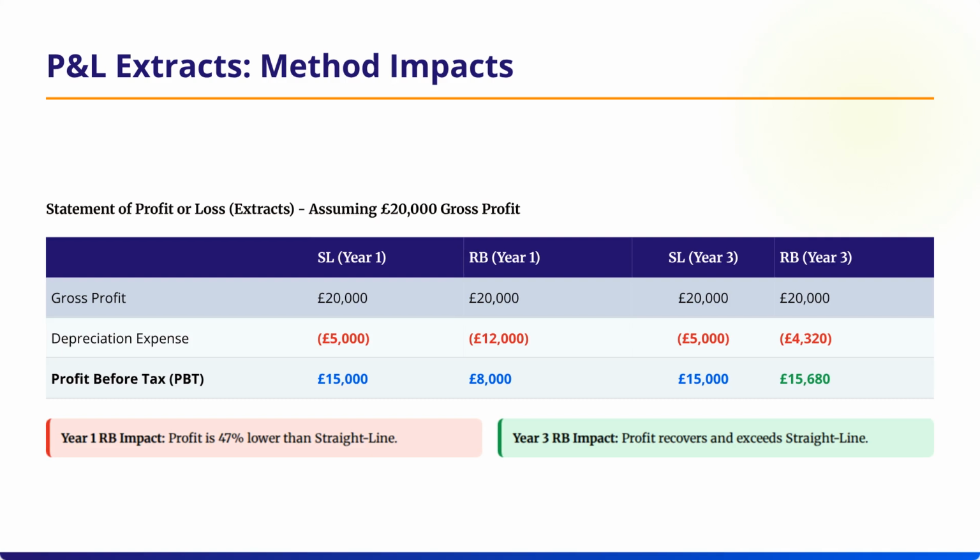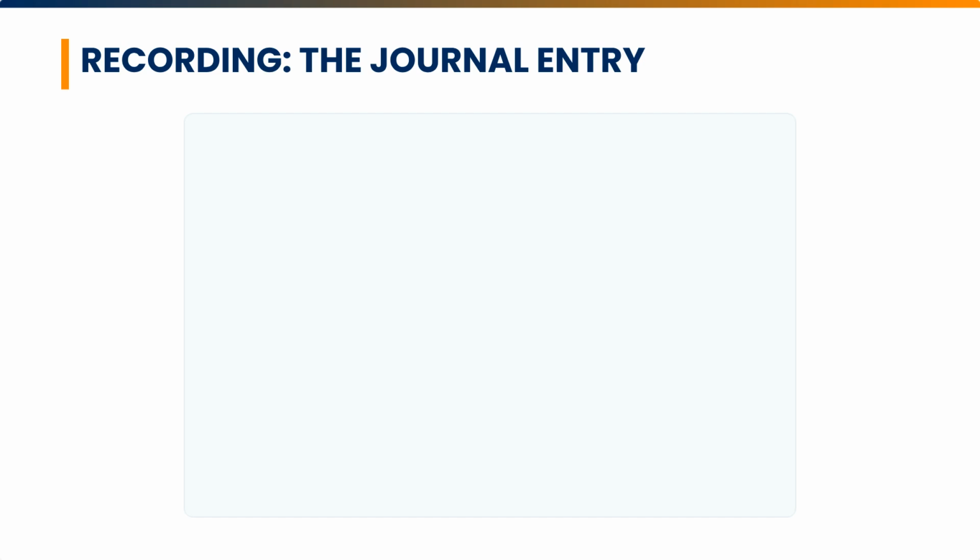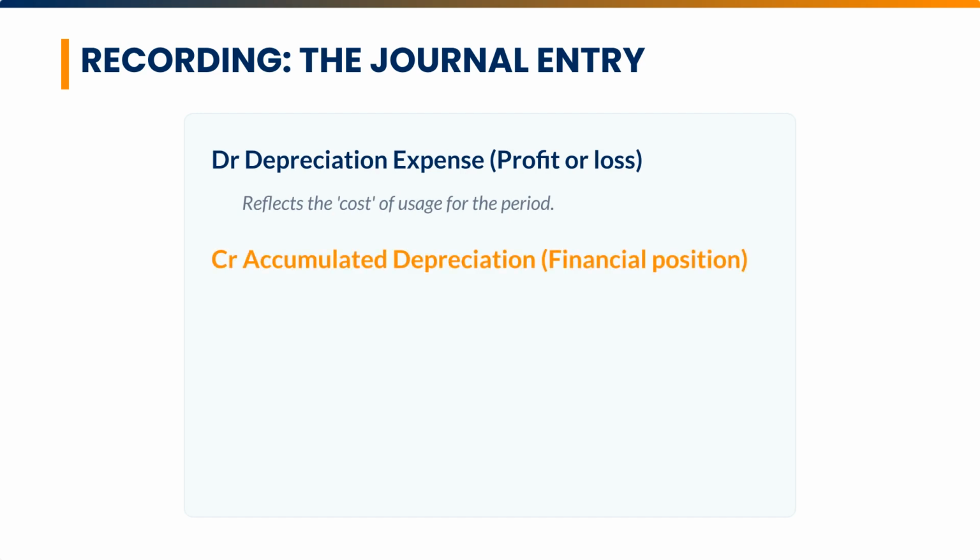This table illustrates the impact on the profit before tax. You can see how different depreciation expenses fluctuate between methods, ultimately affecting the bottom line figures. Recording the entry is straightforward. We debit the depreciation expense in the profit or loss account to reflect the usage, and we credit the accumulated depreciation to show the running total in the statement of financial position.